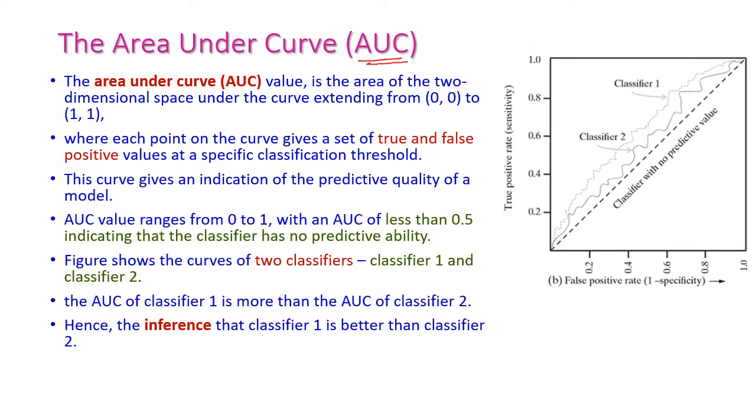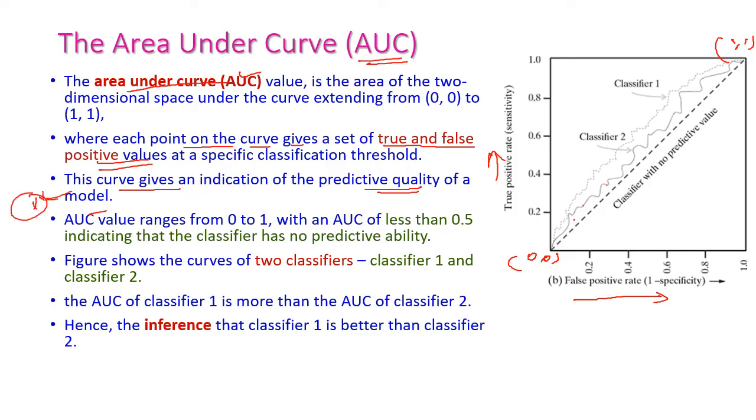So this is the ROC curve. Next, let us see this AUC. AUC is nothing but area under curve. Here, it is a two-dimensional space that starts from 0,0 to 1,1. The x-axis represents the false positive rate, that is 1 minus specificity, and the y-axis represents the true positive rate, that is sensitivity. Each point on this curve represents true and false positive values, and this curve gives an indication of the predictive quality of your model.